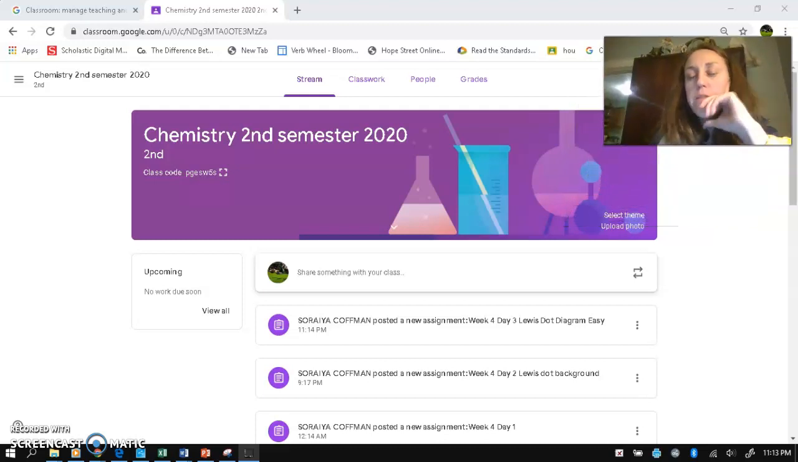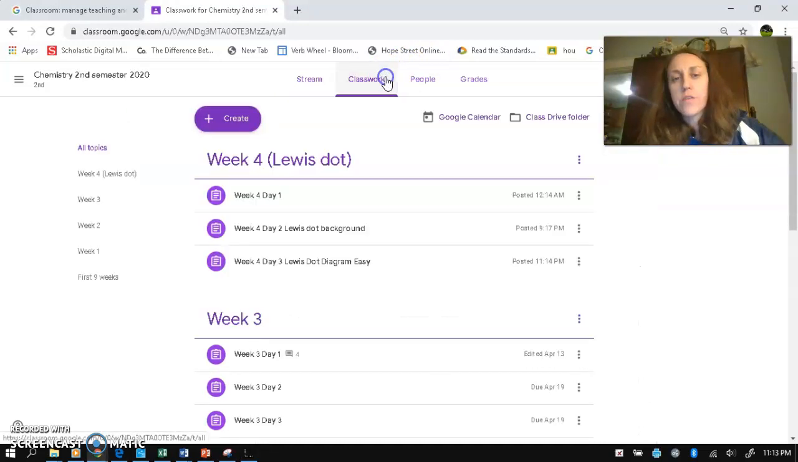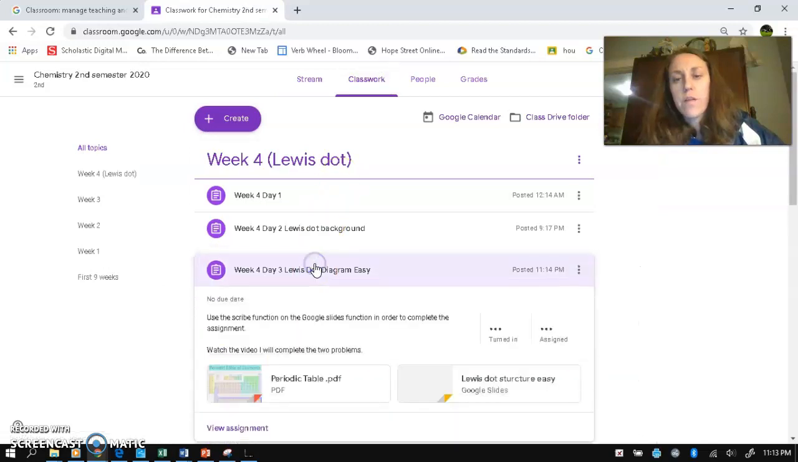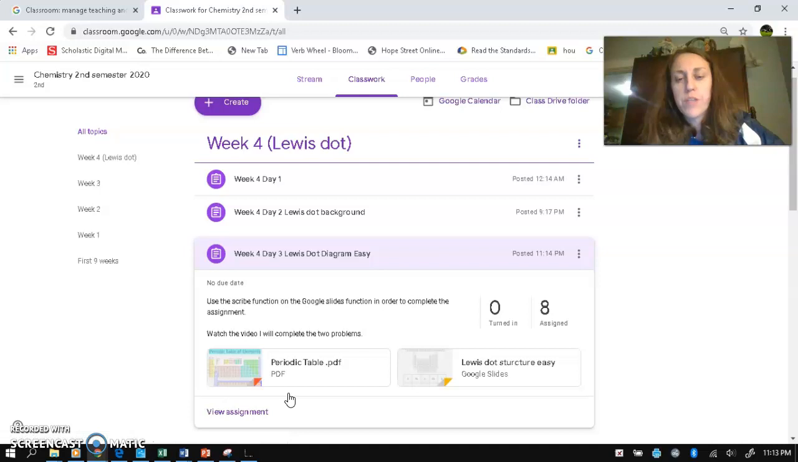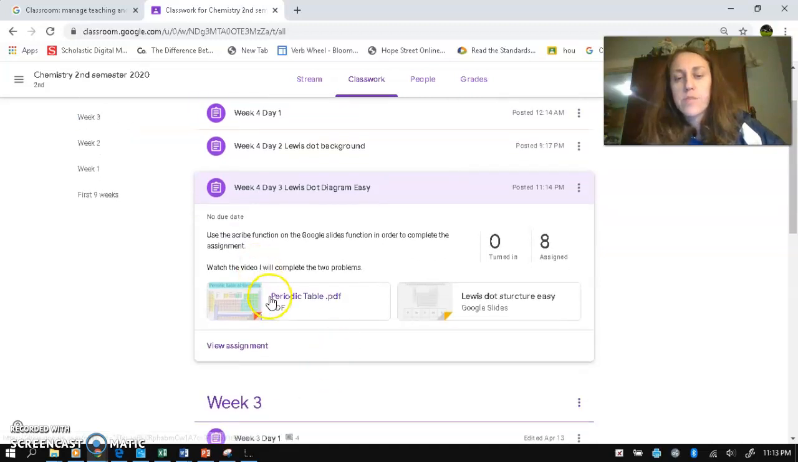Hi everyone, I was going to show you how to do the Lewis dot easy today. It's pretty simple. I'm going to go ahead and get you guys started. So this is day 3. I will have this video up here, so I would recommend watching that first. So what you'll need is the periodic table and you'll need the Lewis dot structure.